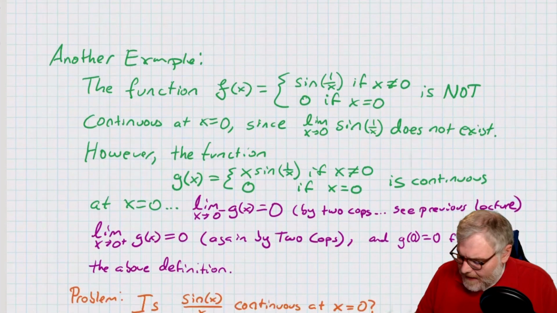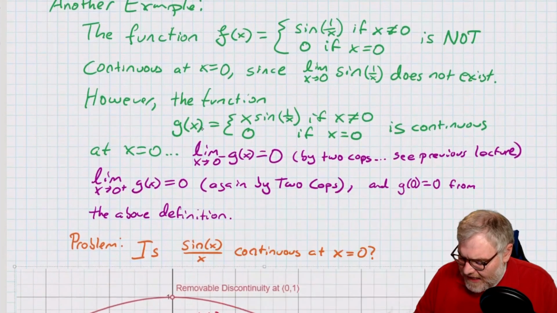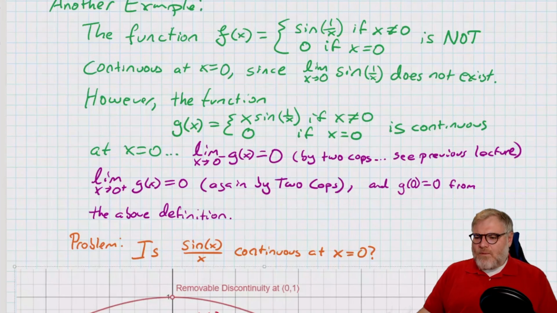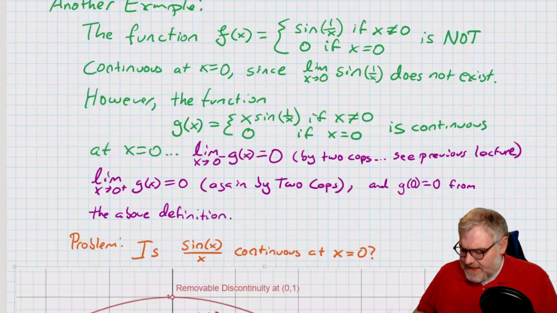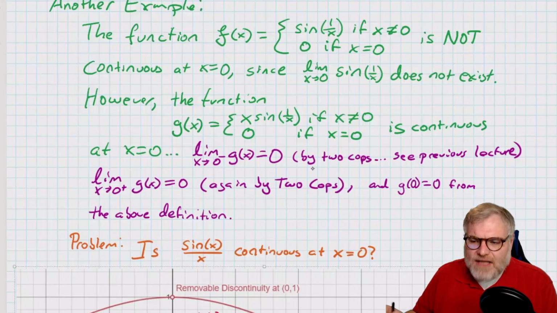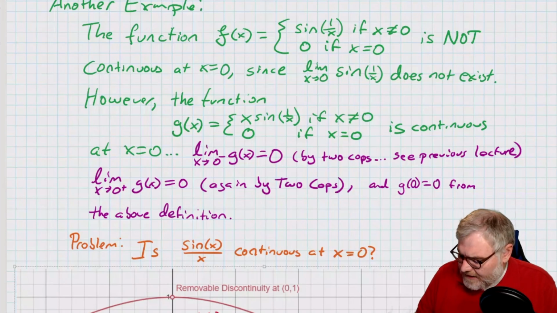However, remember, if I multiply the top by x, then I've got this g of x equals x sine 1 over x if x does not equal 0, and 0 if x equals 0. This actually is continuous because I've taken that big wavy thing and plugged in the thing that was missing. So the limit as x goes to 0 from the left of this g of x equals 0, because I did that by two cops. And I did that in the previous lecture if you want to go check it out. And likewise from the right, I've got two cops, not the previous lecture, two lectures back. So that means that g of 0 equals 0 from the above definition. So this is continuous.